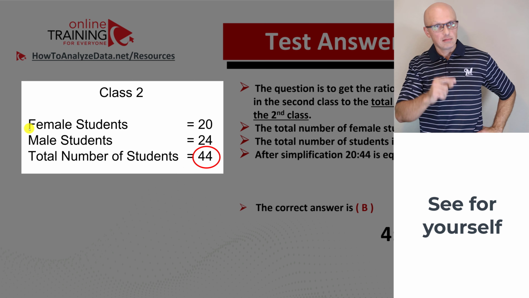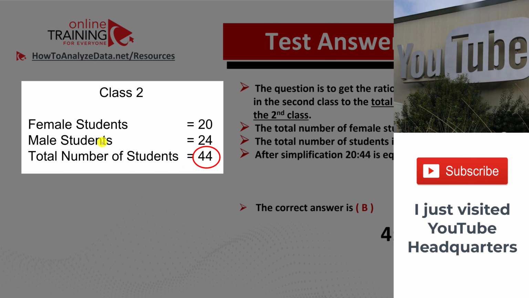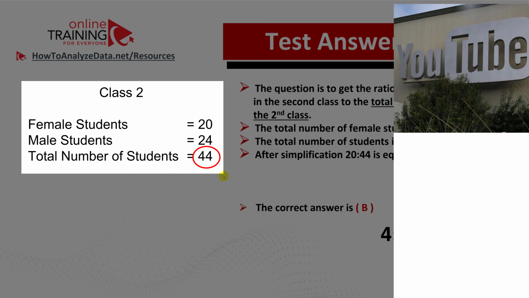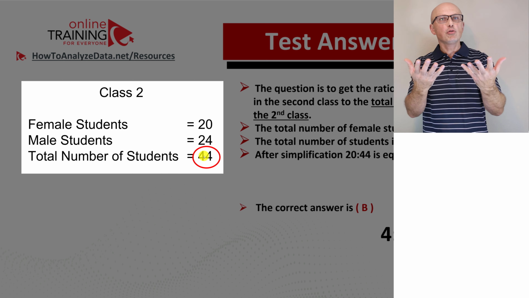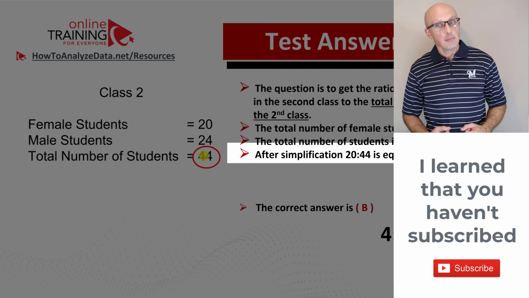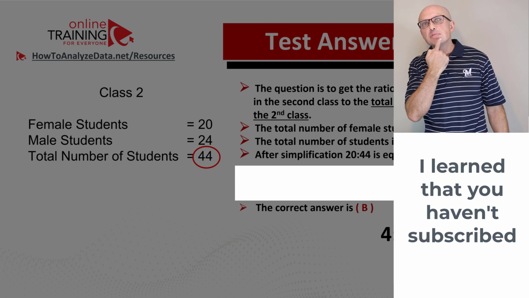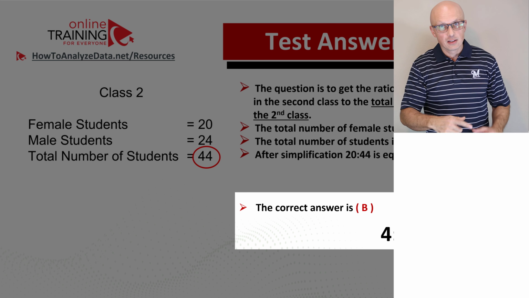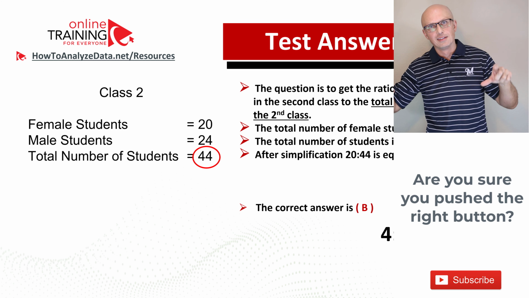So the only 2 pieces that you would use is number of female students in the second class, which is 20, as well as the total number of students in the second class, which is 44. So the ratio is 20 to 44, which after simplification leads you to 4 to 11 ratio. So the correct answer is choice B, 4 to 11. Hopefully you've nailed this question and now know how to answer these types of questions on the test.